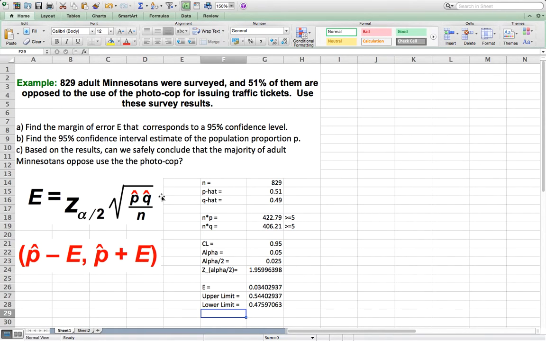Okay, so the formula we will use is: margin of error E equals z alpha over 2 multiplied by the square root of p hat q hat divided by n. After you calculate the margin of error, you know the confidence interval. The lower limit is p hat minus E, and the upper limit is p hat plus E.